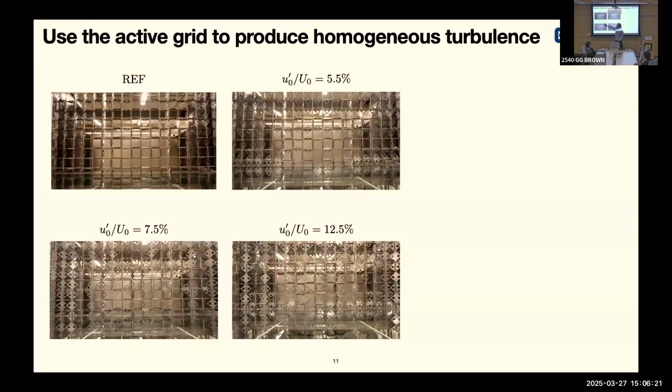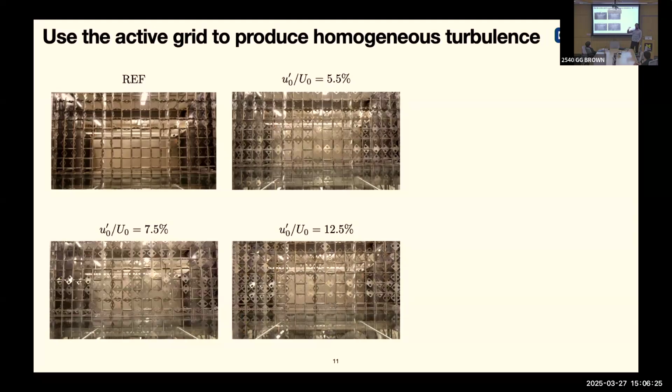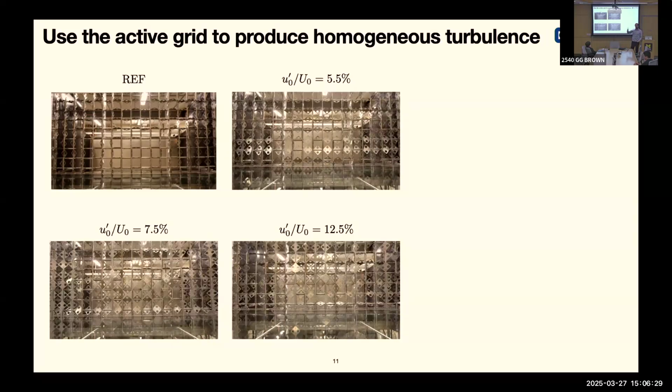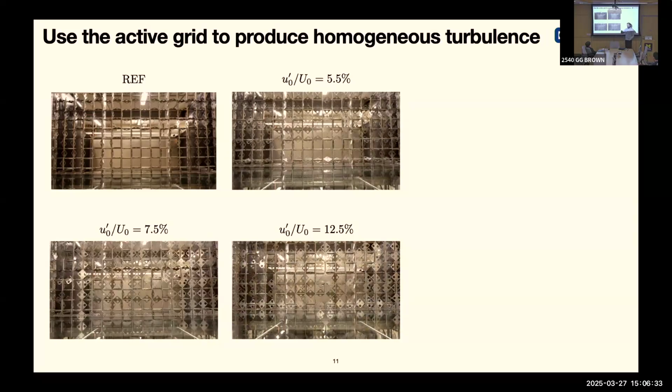So these numbers that are on top, that's the ratio of the standard deviation of the velocity fluctuations to the mean velocity. So functionally, that's a measure of how intense the turbulence changes are in the flow, or the velocity changes are in the flow.